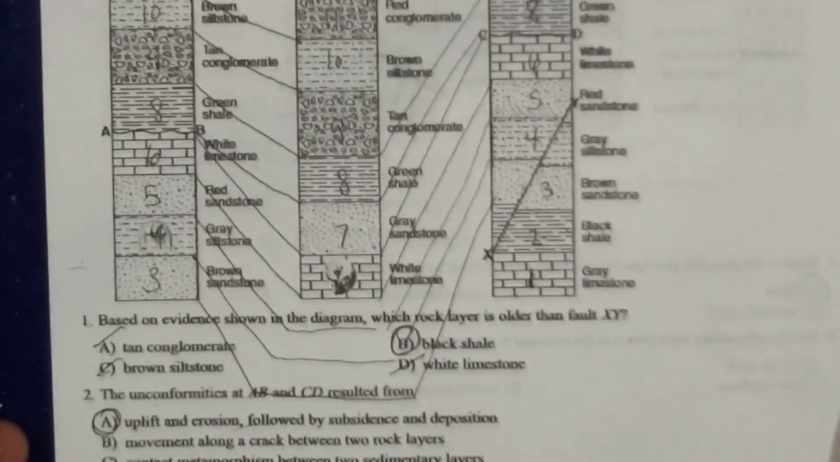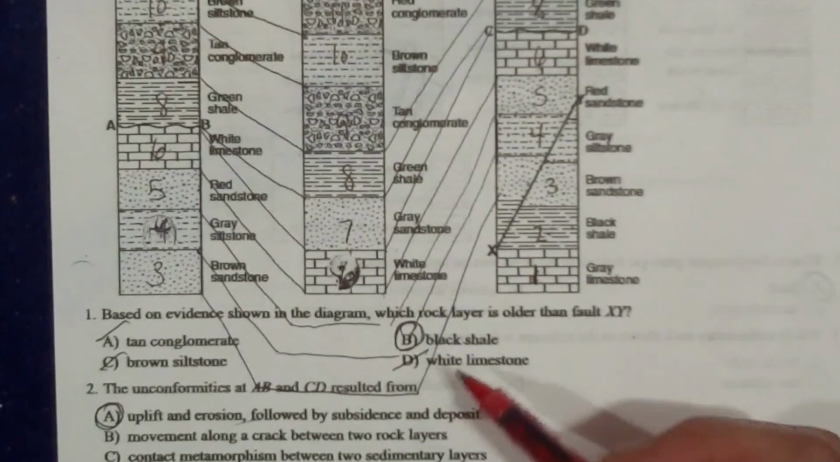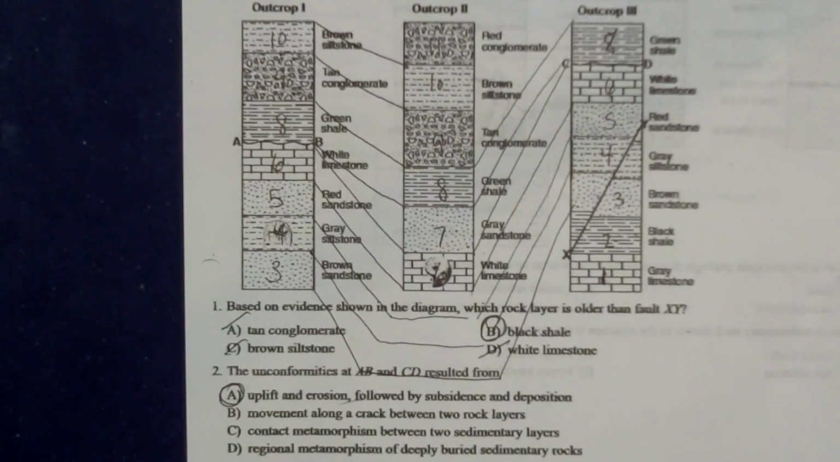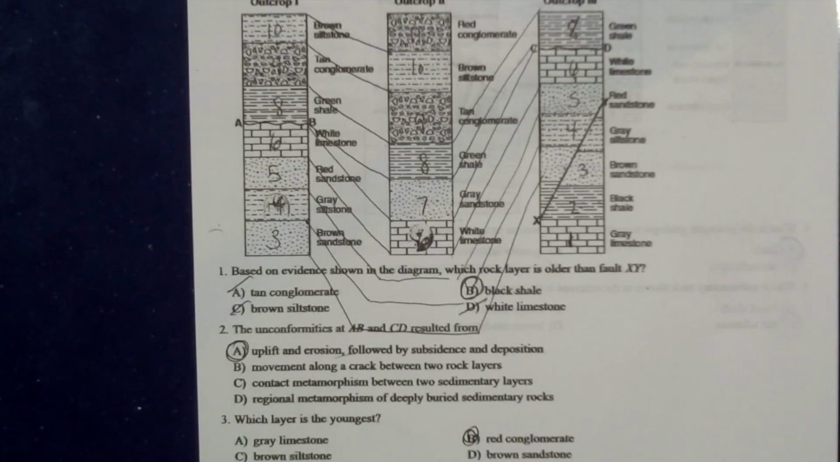Number 1, based on the evidence on the diagram, which rock layer is older than fault XY? I put B, the black shale, because black shale is being cut by the fault. Number 2, the unconformity of A, B, and C, D resulted from uplift and erosion followed by subsidence and deposition. And which layer is the youngest?